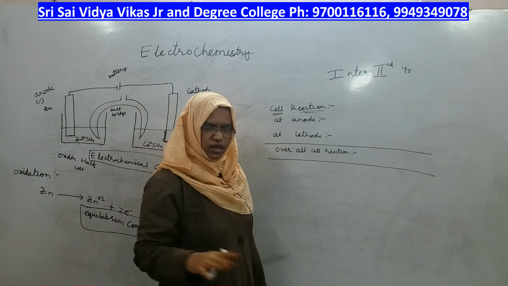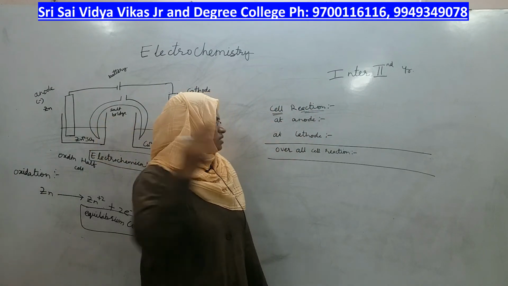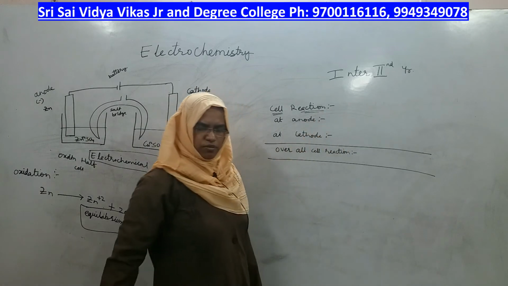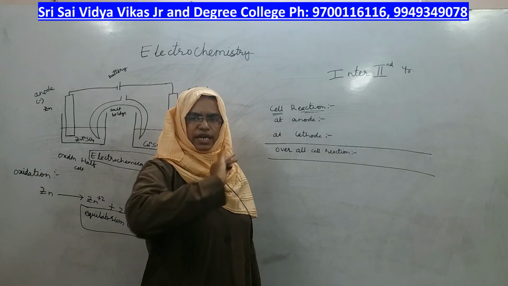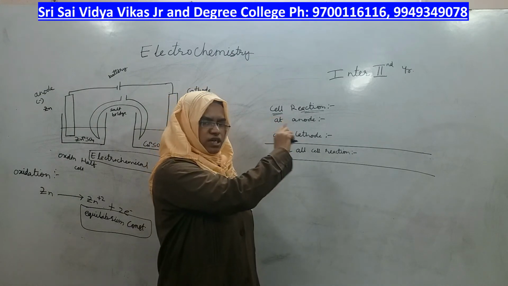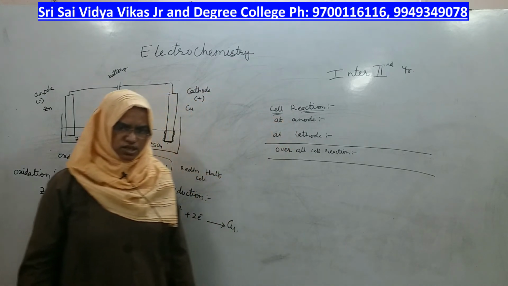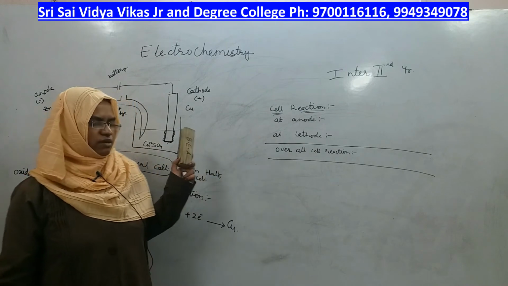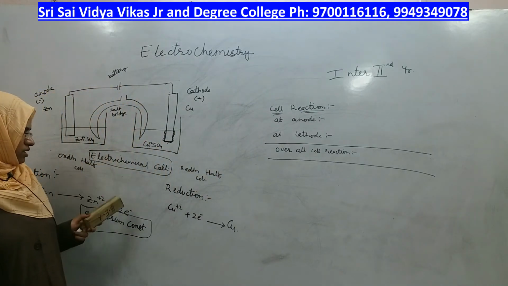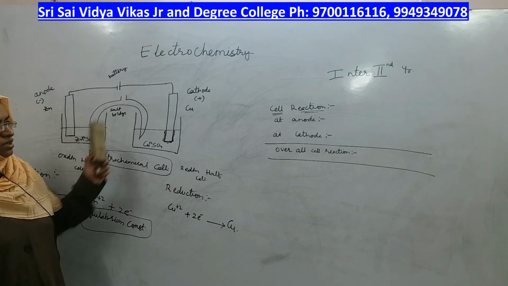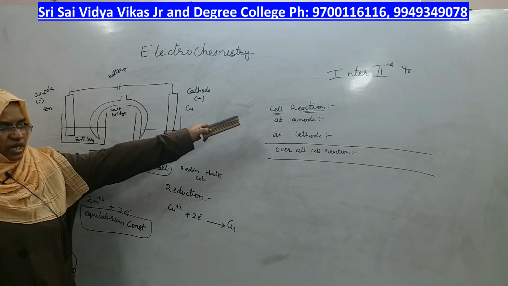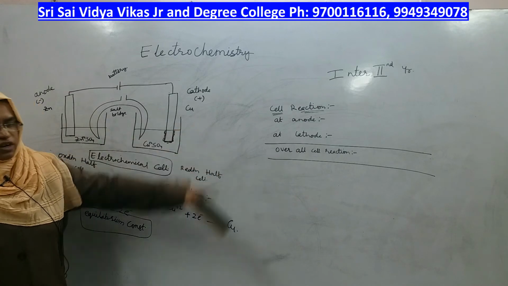For any cell, if the cell is zinc and copper, the reaction should be for zinc and copper. If the cell is zinc and nickel, the reaction should be for zinc and nickel. For any cell, after working, the next heading should be cell reactions. So, now let us see what will be the cell reactions for this electrochemical cell. Here I have written the reactions separately, but under the heading of cell reactions, this is the way you have to write.